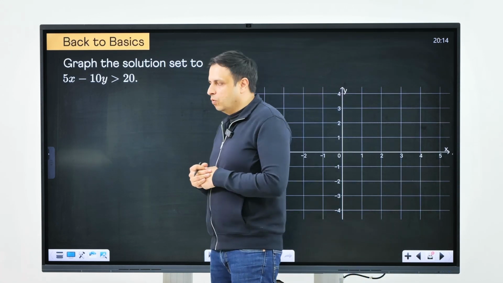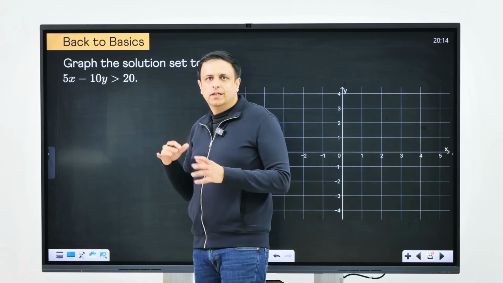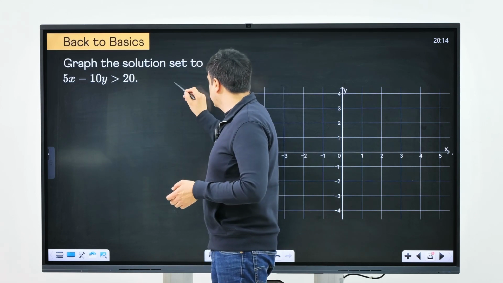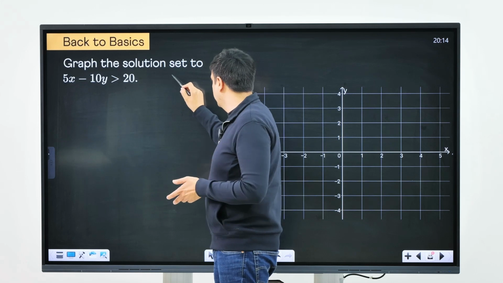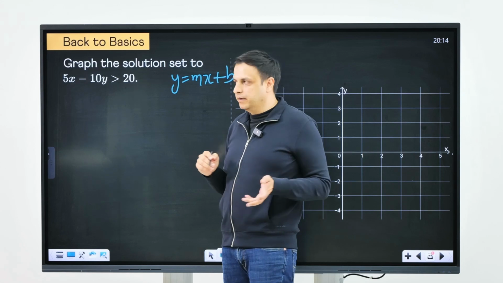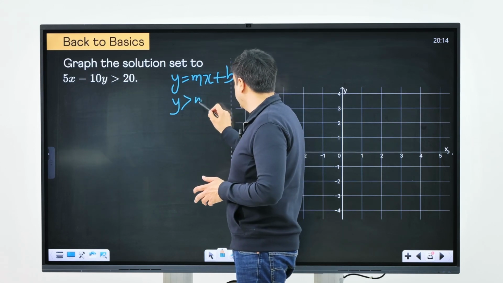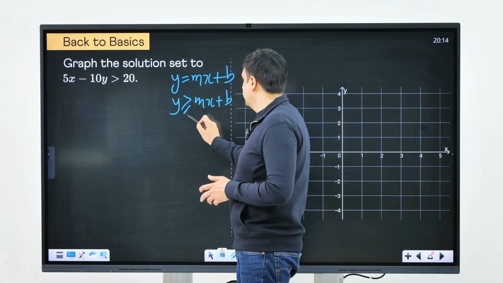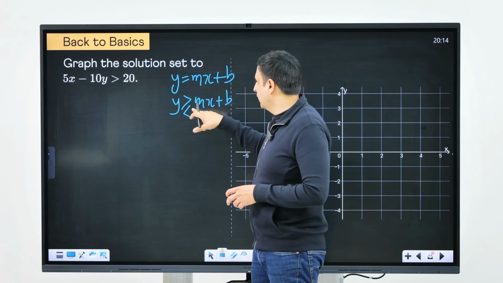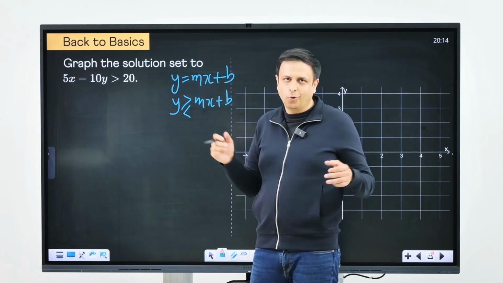So how do we do that? The strategy here is to modify this inequality and write it in a form that resembles the slope-intercept form of a straight line. So we know that the slope-intercept form of a straight line or a two-variable linear equation is y equal to mx plus b. So what I'll try and do here is rewrite this in this form, y greater than mx plus b or y less than mx plus b. Because this is an inequality, we won't get an equal to sign, we will get an inequality, but we will modify this in a form that resembles the slope-intercept form.